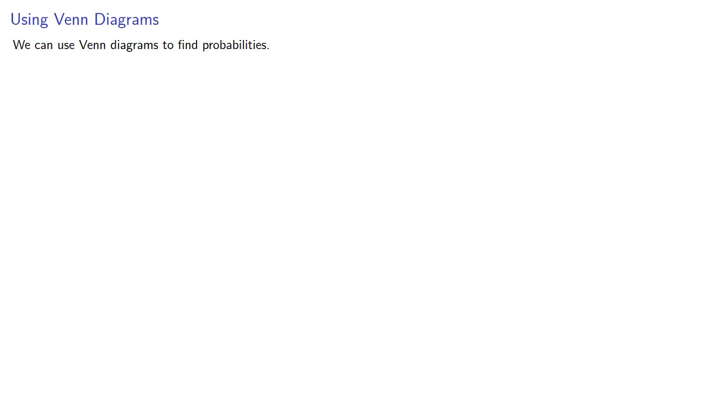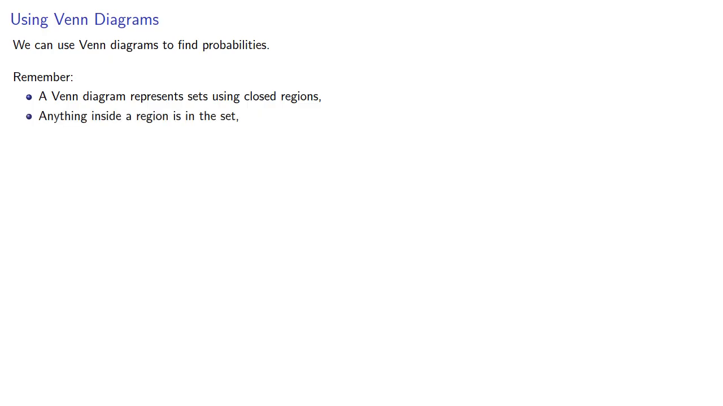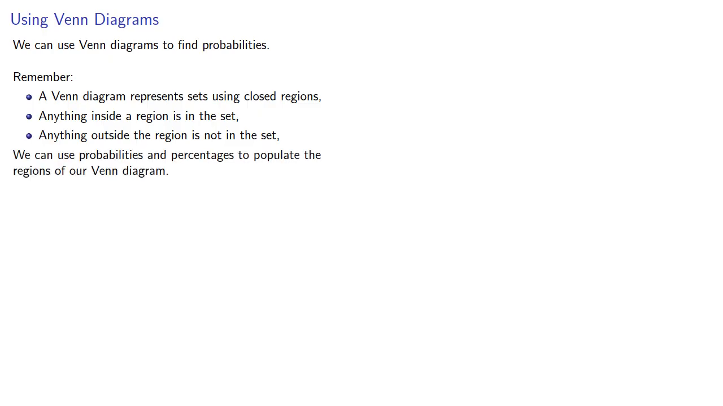We can use Venn diagrams to find probabilities. Remember, a Venn diagram represents sets using closed regions. Anything inside a region is in the set. Anything outside the region is not in the set. We can then use probabilities and percentages to populate the regions of our Venn diagram.